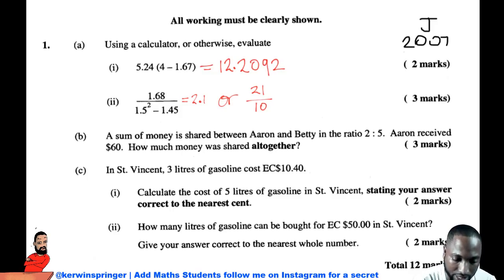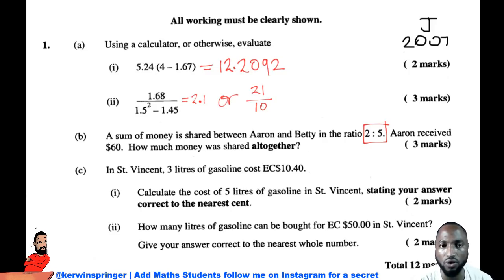Great. Next question. How are we going to do this ratio? A sum of money shared between Aaron and Betty in the ratio 2 to 5. Aaron received $60. How much money was shared altogether? The first thing you need to note is this. That's the ratio.